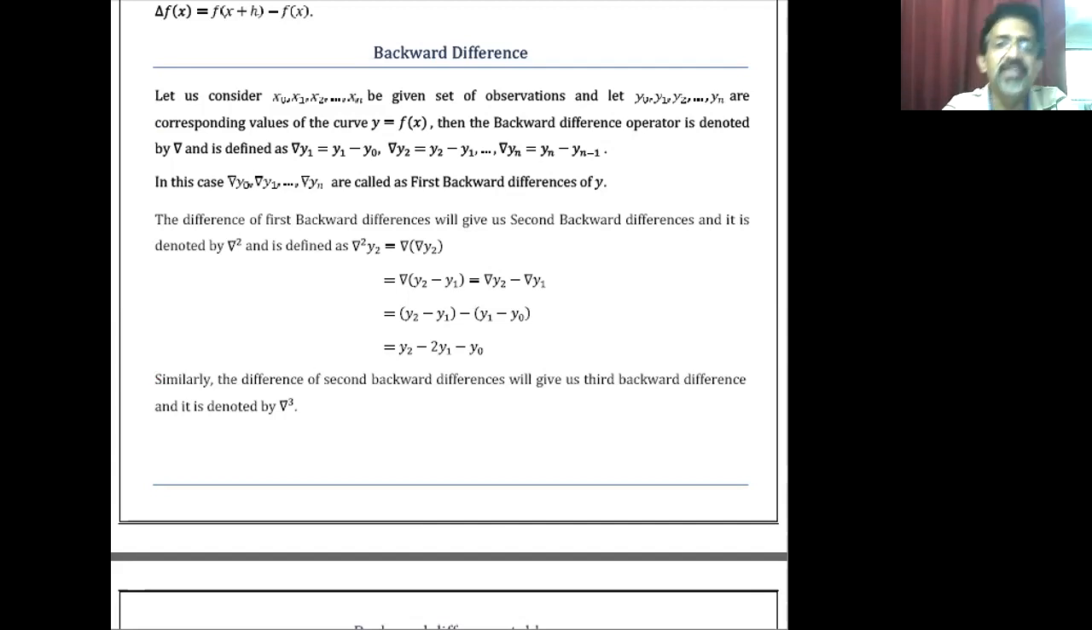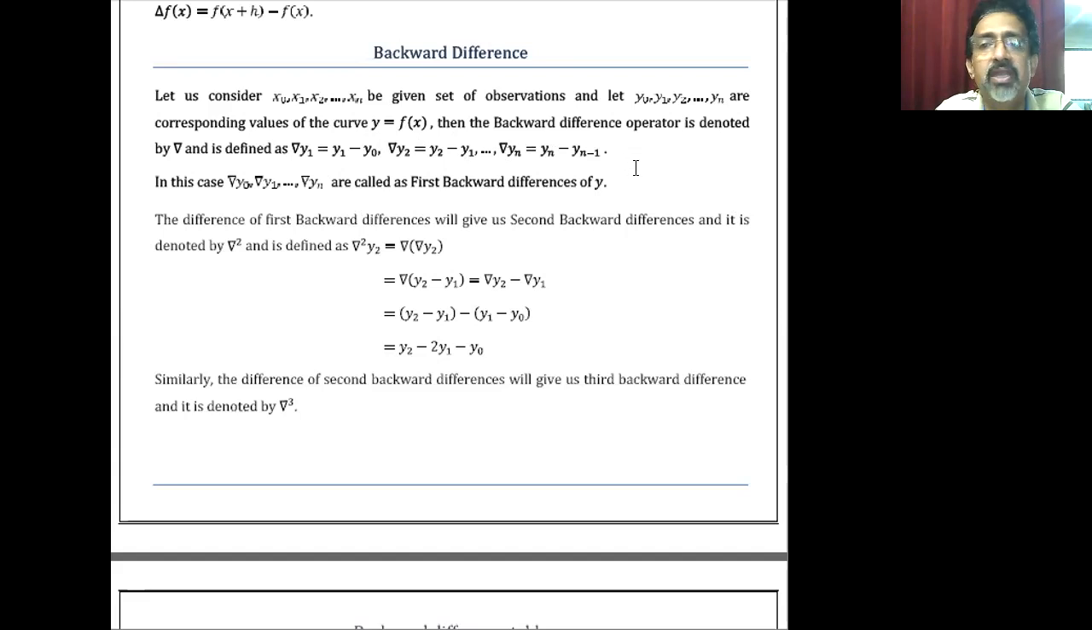So y10 minus y9 gives me the backward difference of y10. This is denoted by the inverted triangle. It is called nabla. So nabla of y1 will be what? It is y1 minus y0. Nabla of y2 is what? It is y2 minus y1. Nabla of yn is what?